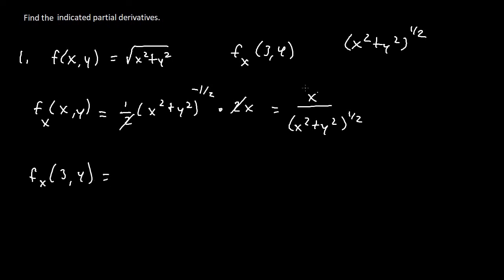So that is going to equal, well, we get 3 on the top over, well, 3 squared is 9, and then 4 squared is 16, so (9 plus 16) to the 1/2. 9 plus 16 is 25, and 25 to the 1/2, or the square root of 25, is 5, so we get 3/5 as the final answer.